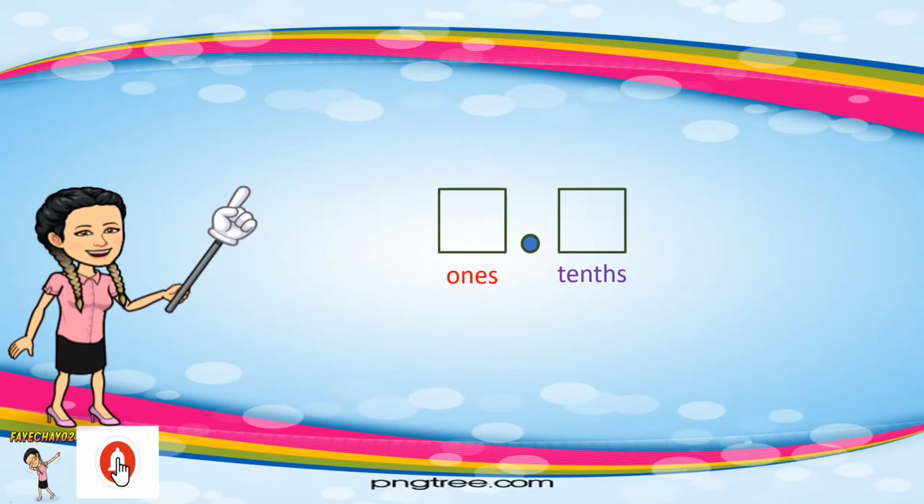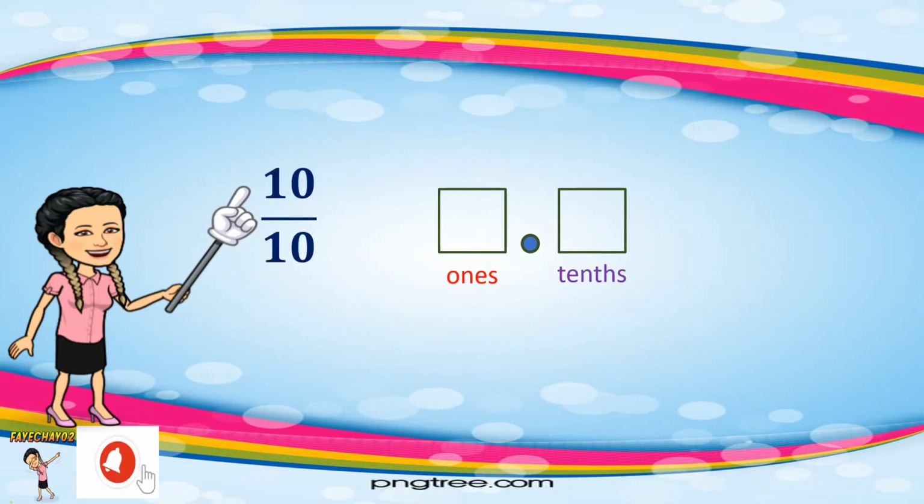Another example, 6/10. Again, put 6 in the tenths place, and since we don't have any whole number, put 0 in the ones place. 6/10 can be written as a decimal as 0.6.